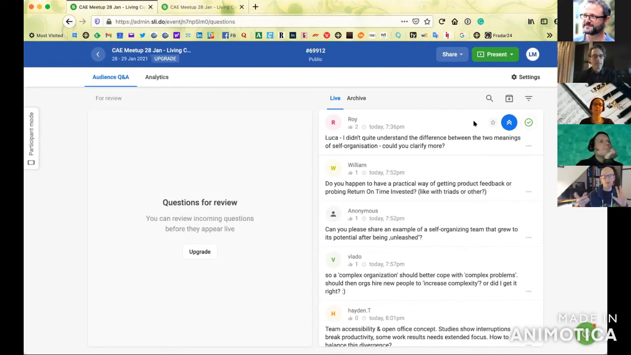But isn't there also some kind of restriction, in the sense that a truly self-organizing system, a completely self-organizing team, would decide whether to have a Scrum Master, whether to have a product owner, etc.? So to use the new terminology, you can say that of a true self-managing team.